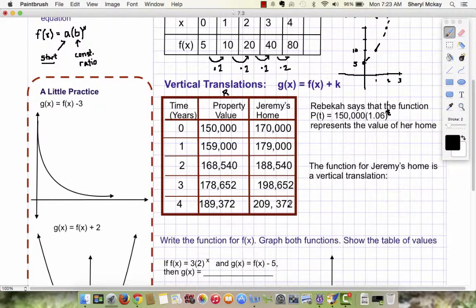Now, here's what I want you to do. I want you to see if you can figure out what the common ratio is between the years for Jeremy's home. I think you're going to find it's a little tricky, but start by seeing if it's similar to Rebecca's. If we take 6% of 170,000, go ahead and figure out what 6% of 170,000 is.